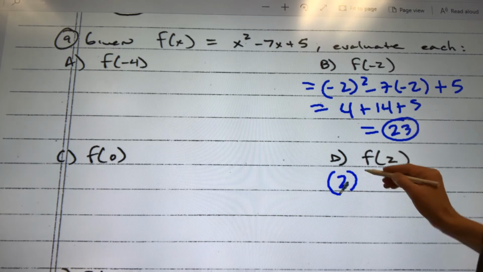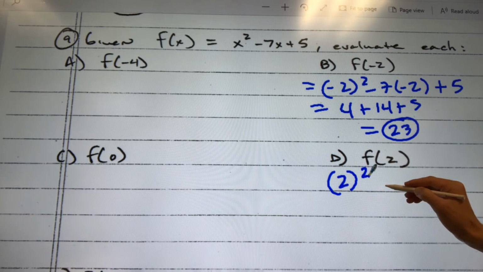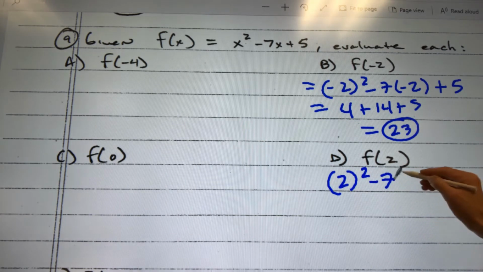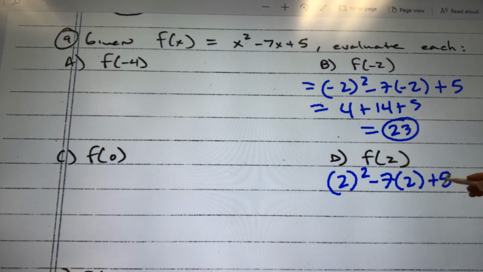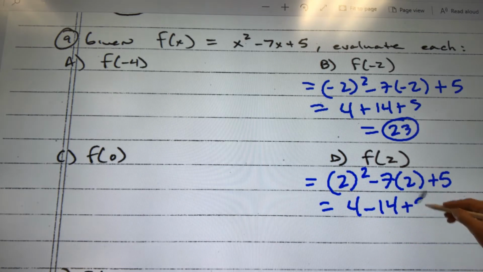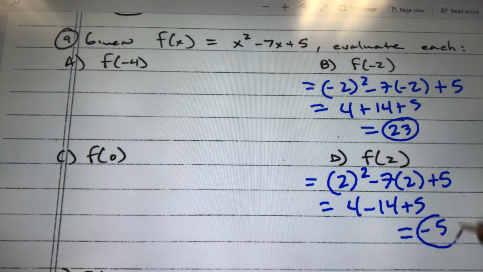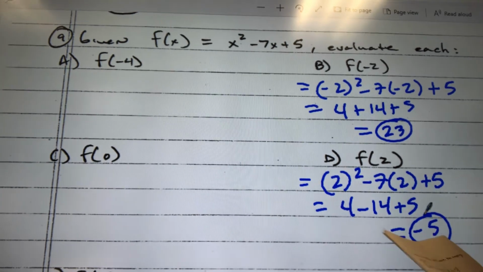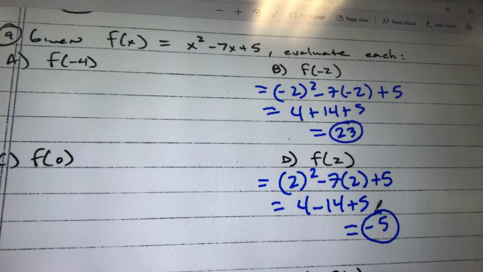Here you got 2 squared minus 7 times 2 plus 5, which is 4 minus 14 plus 5, which is -5. Plug it in, evaluating functions.